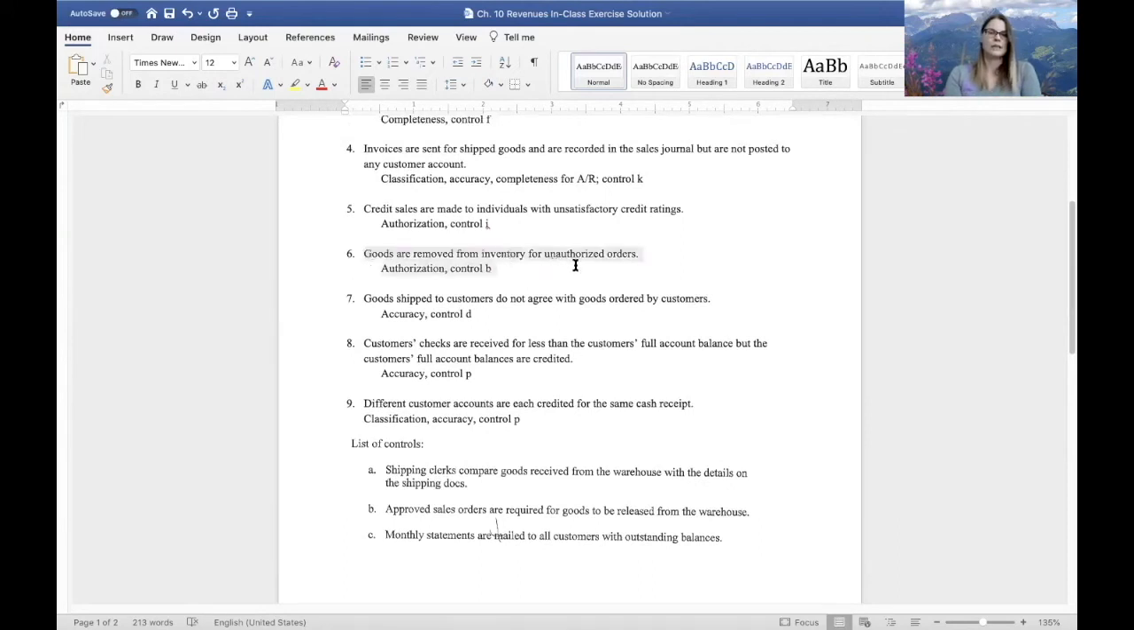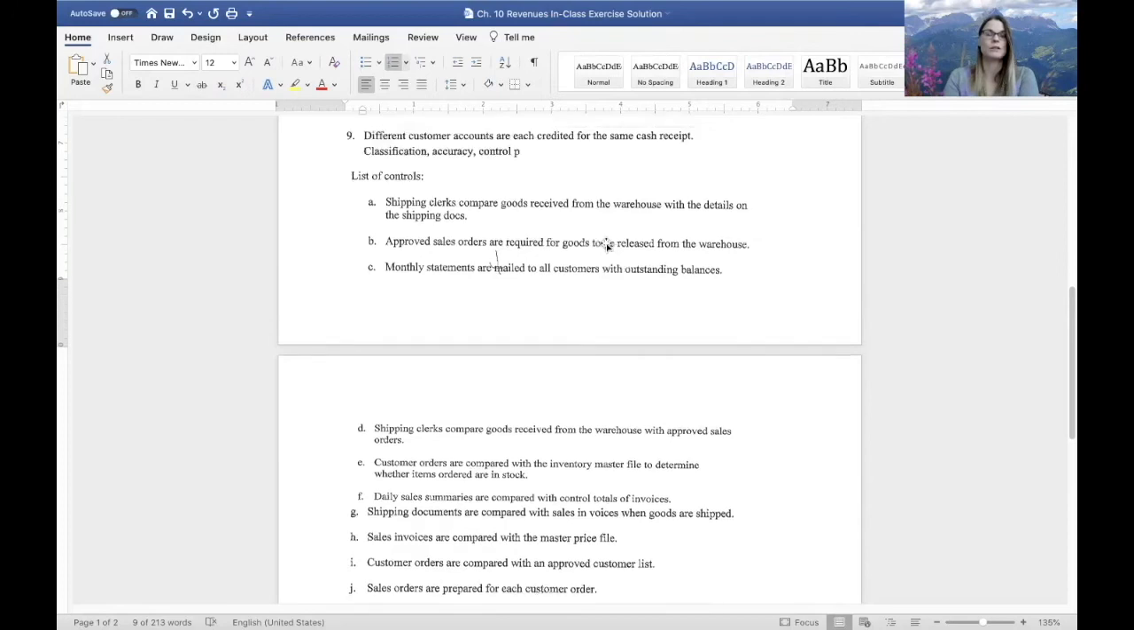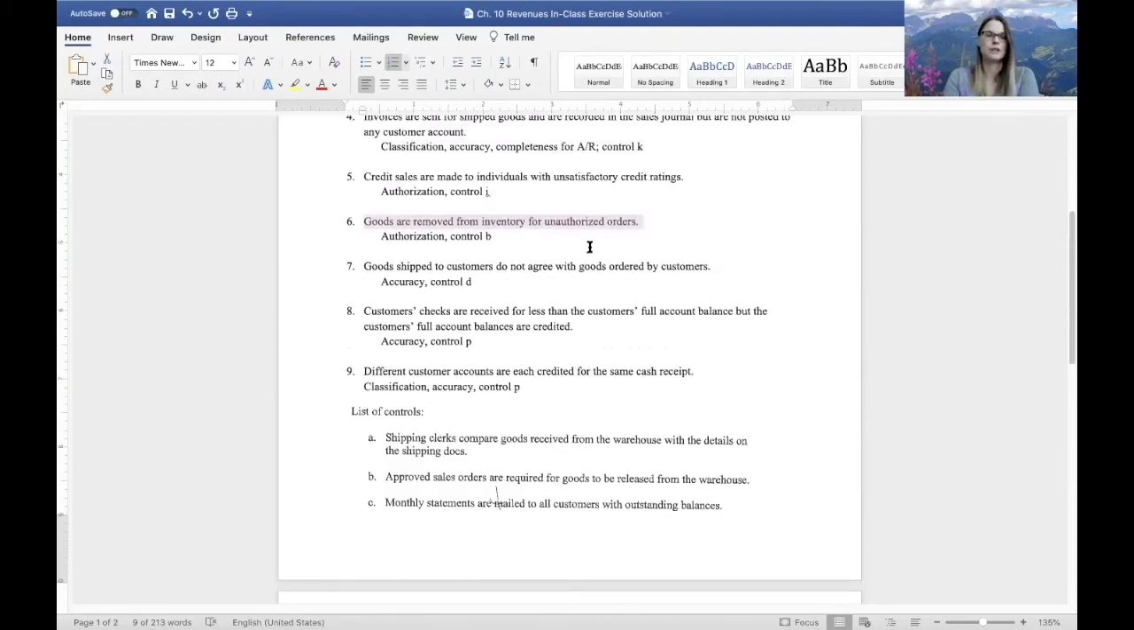Okay, control 6 is goods are removed from inventory for unauthorized orders. So there's got to be some kind of control here saying something along the lines of you need an authorized sales order in order to remove things from inventory. Okay, and it says approved sales orders are required for goods to be released from the warehouse. So that makes sense here, right? And I don't have an example wrong answer for this one, so hopefully this one was clear to everybody.